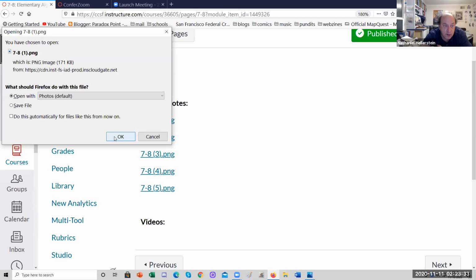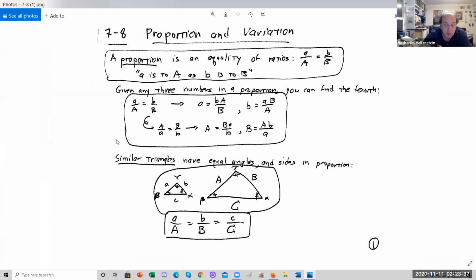7.8 is where we have proportion and variation. This is a very simple version of rational mathematics. Proportion is when two ratios are equal: a over big A equals b over big B. A is to big A as little b is to big B. That's what a proportion is.